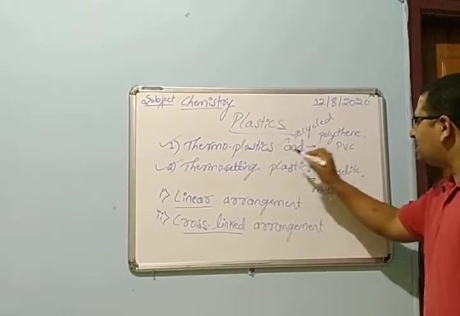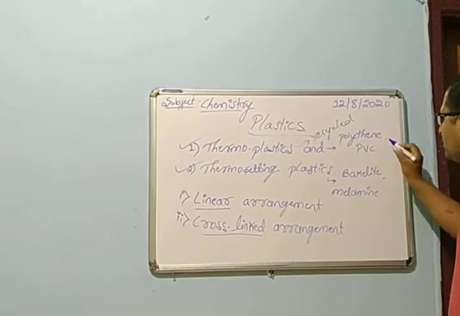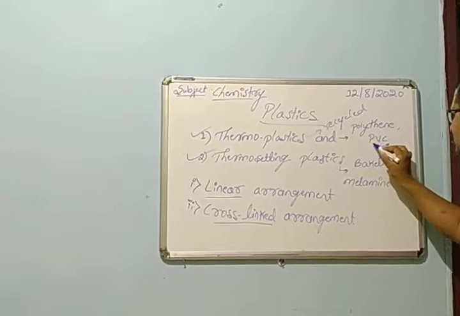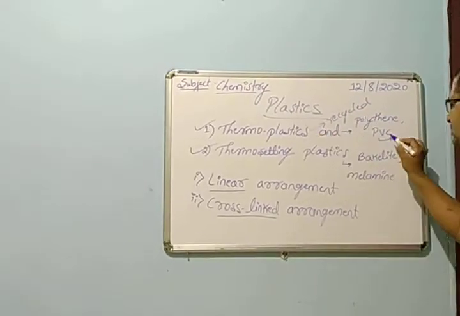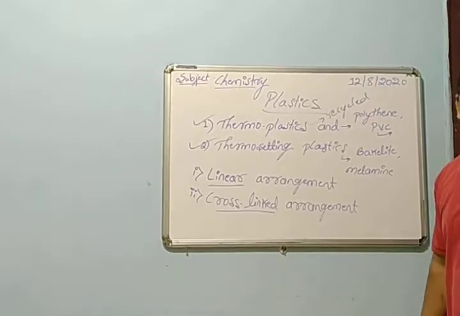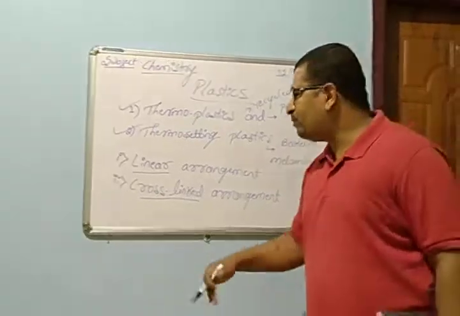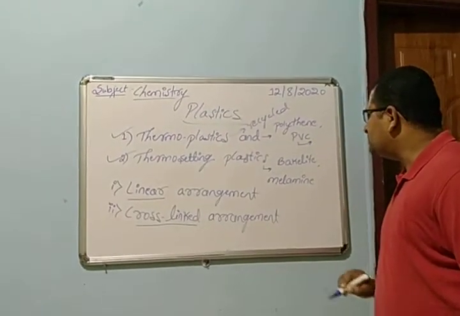Polythene is a thermoplastic. It is used in making polythene bags. And the full form of PVC is polyvinyl chloride. PVC thermoplastics are used especially in making pipes, water pipeline pipes. So those are what we prefer now, PVC pipes.